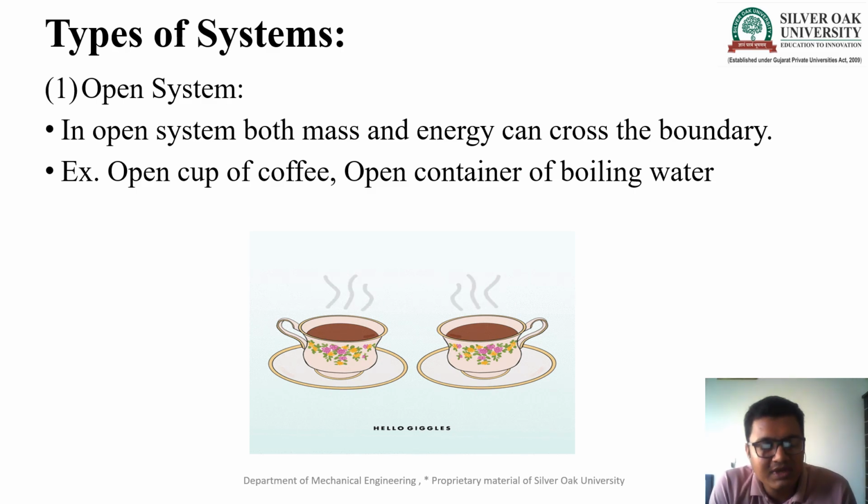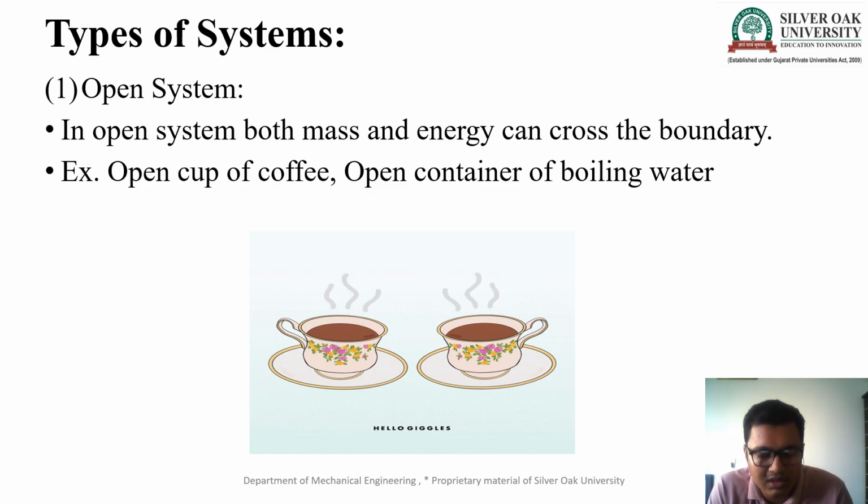Now we discuss the types of system. There are three types of system. The first one is the open system, the second one is the closed system, and the third one is the isolated system. First we discuss the open system. In an open system there are two terms: one is mass, the second one is energy. If mass and energy cross the boundary, then that particular system is called an open system.